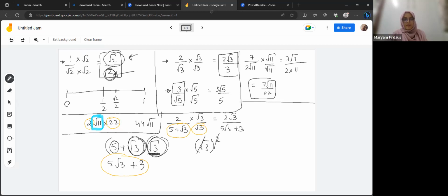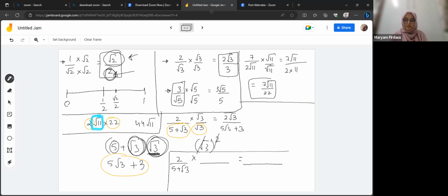Are you understanding where the problem is happening? Yes, ma'am. So what do you think we should multiply it with? What do you think that 2 by 5 plus root 3 should be multiplied with so that we can get rid of the irrational part of it? Okay.